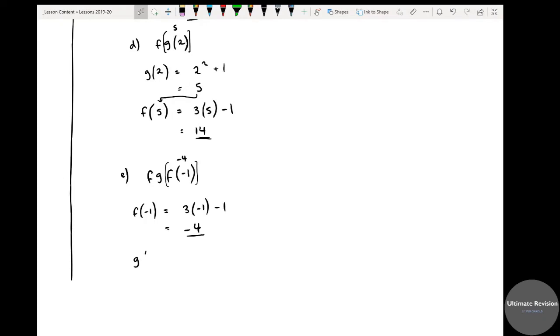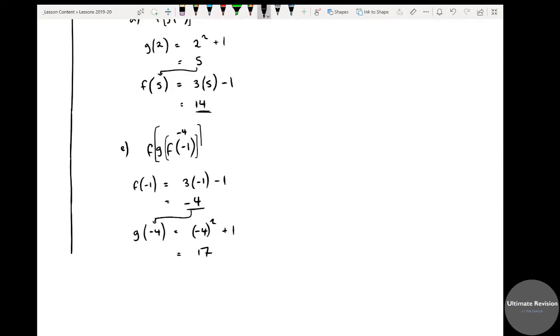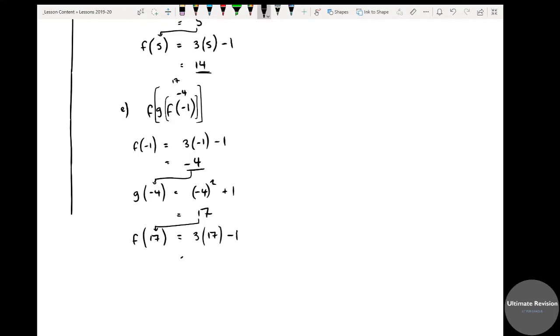So then do g, because that's the next one along. g of negative 4. That's going to be minus 4 all in brackets squared plus 1, which is 16 plus 1, 17. So I know that whole thing there is 17. And then I'm going to do f of 17, which is 3 times 17 minus 1. 3 times 17 is 51. So that's going to be 50. So if you got 50, very well done on the triple. So work from the right to the left. Not much different to what we did yesterday, really. You're just adding in an extra dimension.